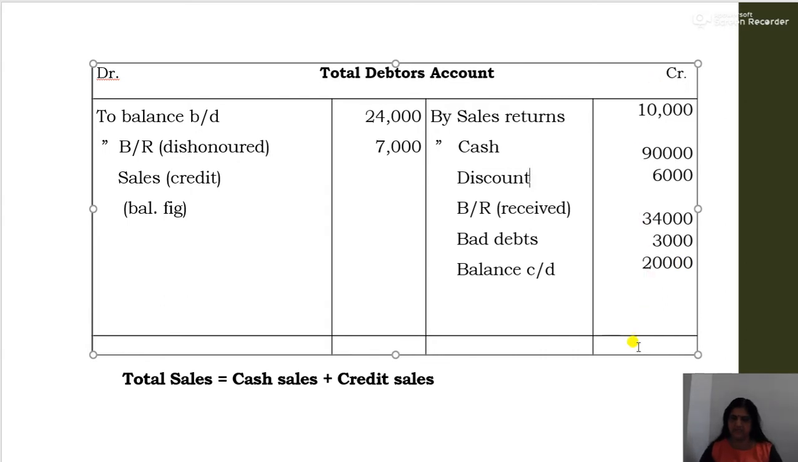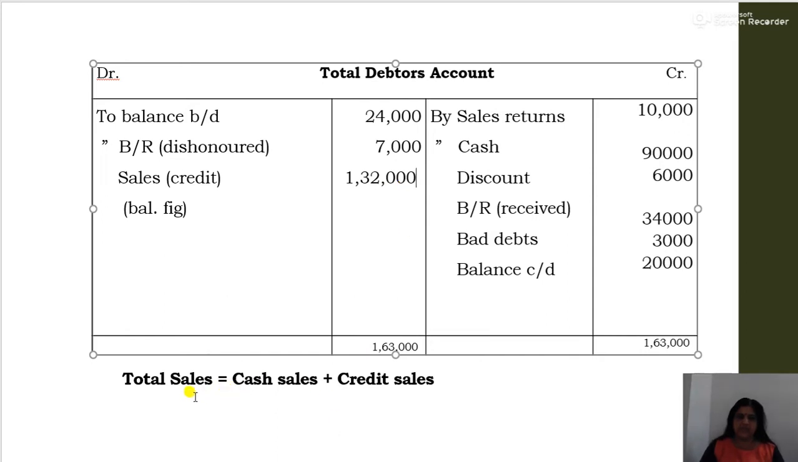Okay, so the total of this will come to 1,63,000. So here also we will write 1,63,000. Then we will balance the account as the total is 1,63,000. Then on the debit side there is 24,000 and 7,000. So here the balancing figure will be 1,32,000. This is the balancing figure, that is credit sales. So credit sales comes to 1,32,000.